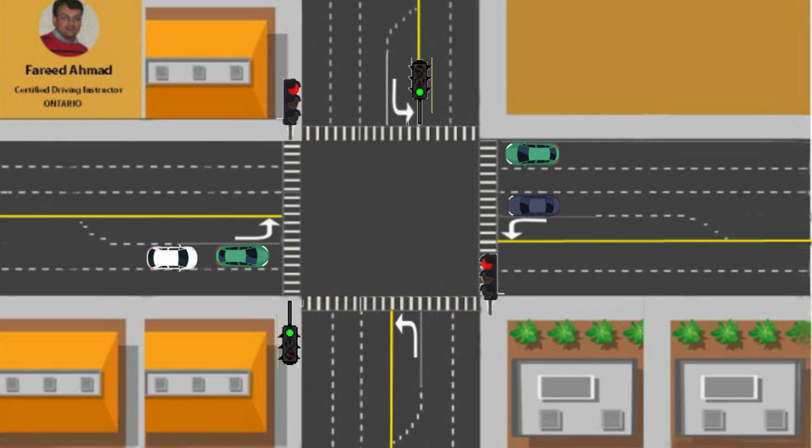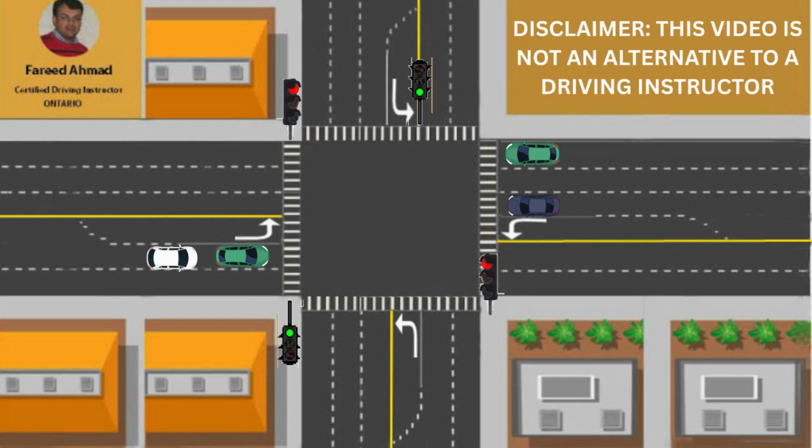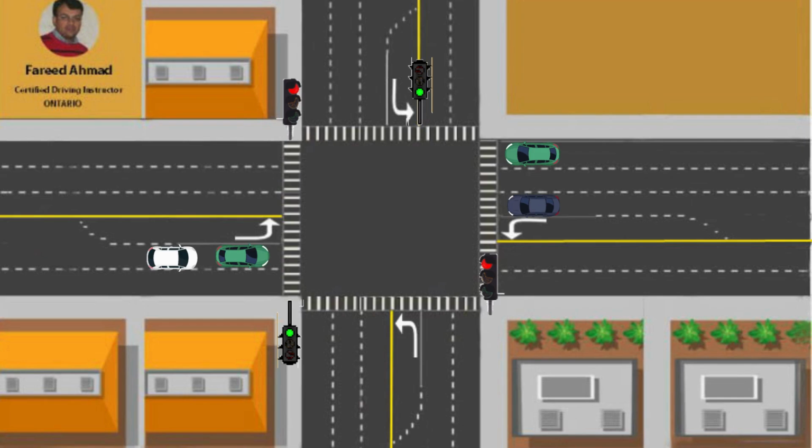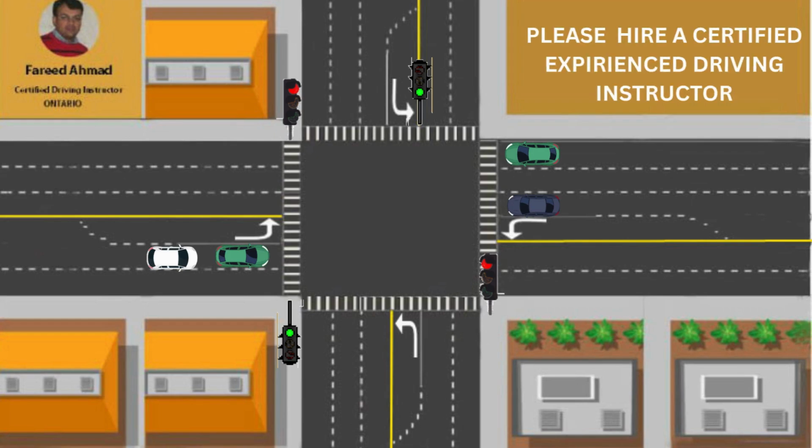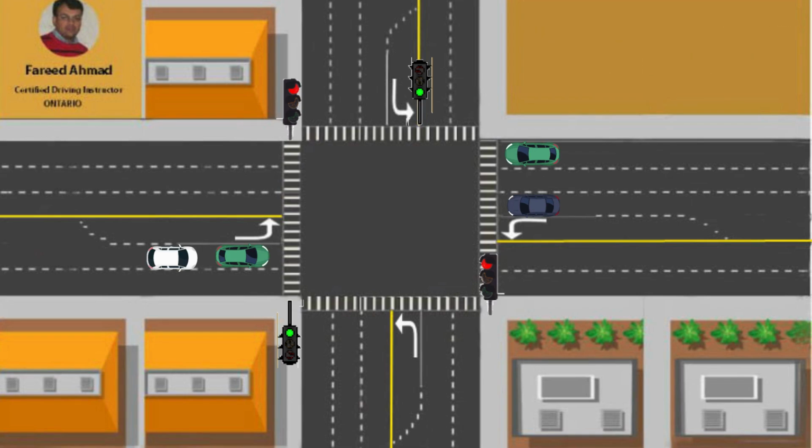Finally, although I have tried to cover the majority of the left turn scenarios, this video is not an alternate to the driving instructor. The majority of the accidents in Ontario happen on left turns. I believe life is always more important than money. So guys, please hire a certified experienced driving instructor who will help you do more and more practice of left turn at different types of intersections.